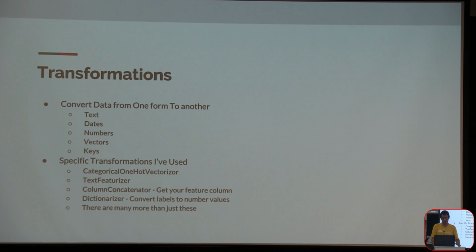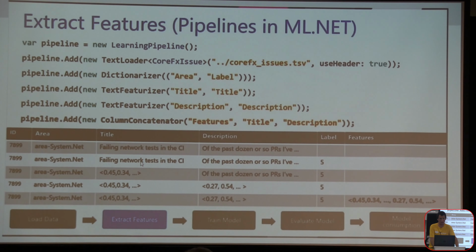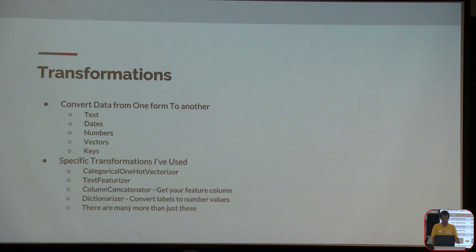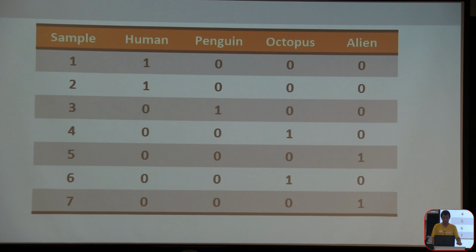Then there are other transformations you can use. So there's the categorical one-hot vectorizer. What this one does, so this is for things that are more unique. So let's say you have a list of statuses that are texts, or people. People may be a good example. So we have a few people. Actually, you know what? Let's use the example from the form that I found online.